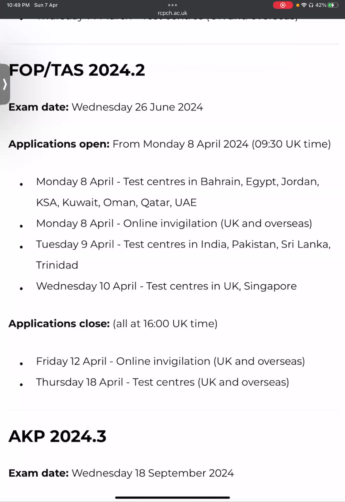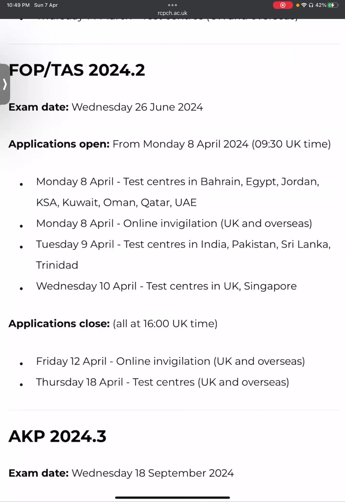Because you all are going for FOP and TAS together. If that's not possible at all, then maybe only FOP or only TAS. Something is better than nothing. You have to remember that. Try to refresh after 10 minutes, after 20 minutes. Keep on refreshing. That's the only way you can get through.